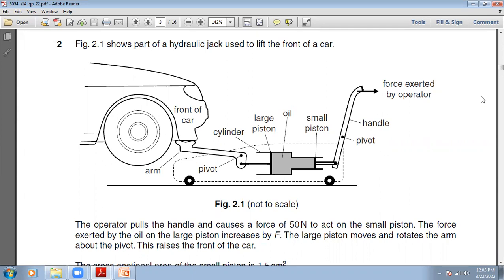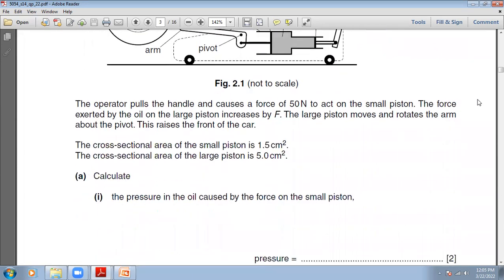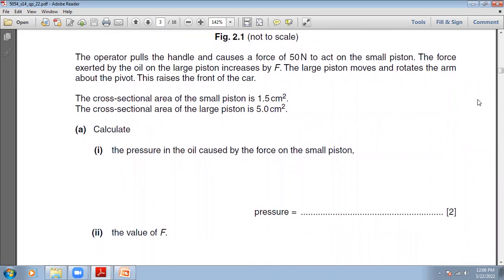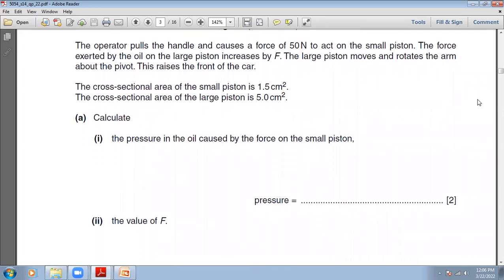It says the operator pulls the handle and causes a force of 50 Newton to act on the small piston. The force exerted by the oil on the large piston is F. The large piston moves and rotates the arm about the pivot. This raises the front of the car. The cross-sectional area of the small piston is 1.5 centimeters square. The cross-sectional area of the large piston is 5 centimeters square.